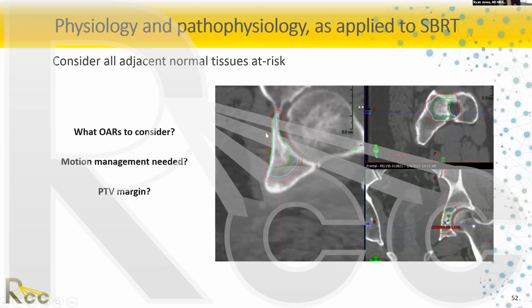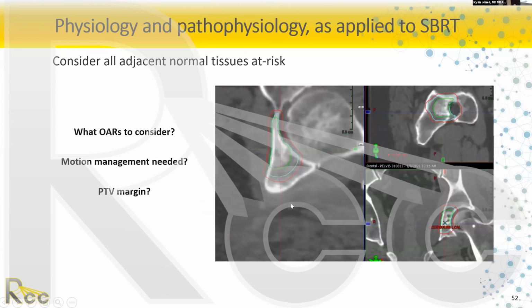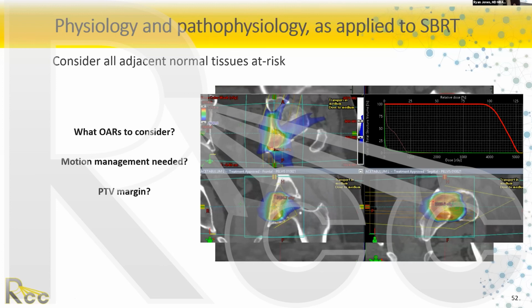What OARs might you consider? Of course, bowel, rectum. We're away from the sciatic nerve, but if you're closer, you might consider contouring out the nerve and trying to limit max dose there. I don't have a constraint for the acetabulum right now that I'm aware of.